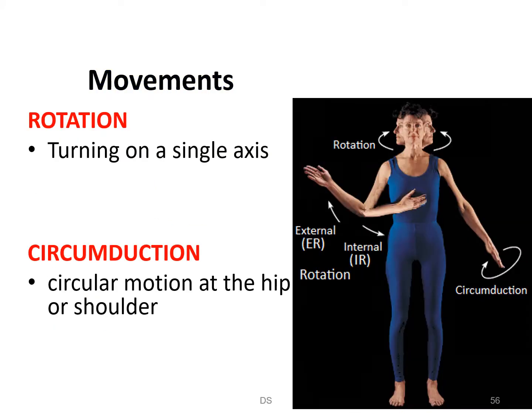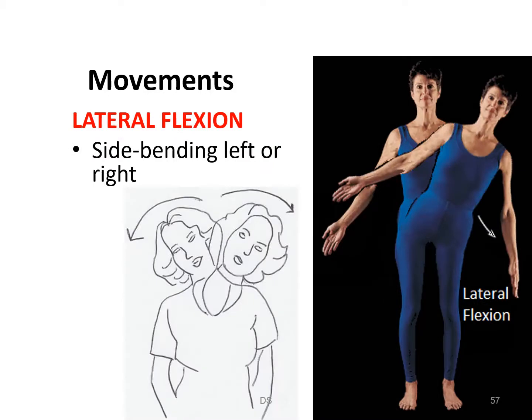And there is another movement, circular movement at the axis. On the axis, if there is movement, we call that rotatory movement, rotation. And another movement, circumduction. Lateral flexion is bending towards the lateral side.